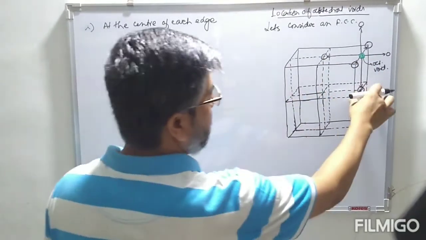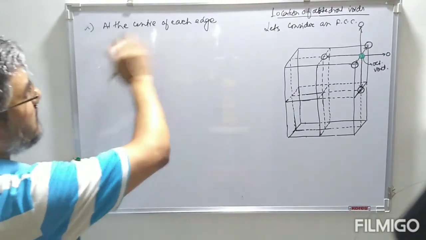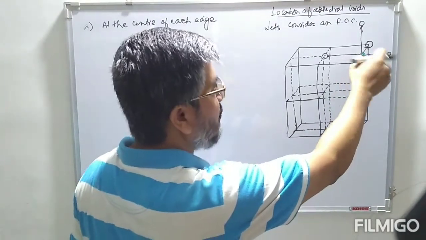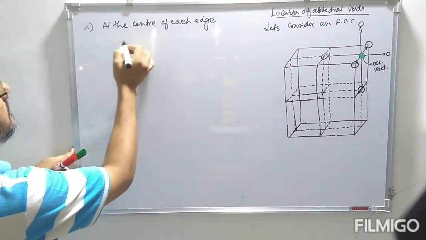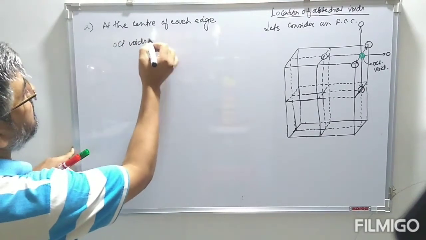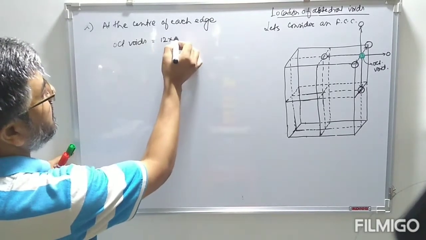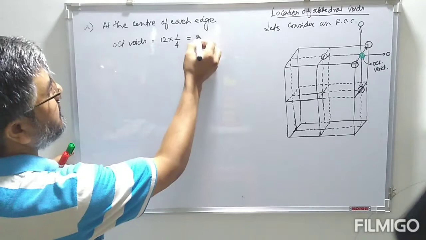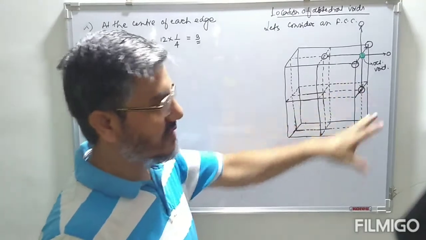12 edges. 4 plus 4, 8, 9, 10, 11, 12. So the contribution of each particular edge, which is the common property of 4 unit cells, will be 1/4. Therefore, octahedral voids at the center of edges: number of edges is 12. Each edge is a common property of 4 unit cells, so the contribution is 1/4. So we have 3 octahedral voids present at the center of edges.